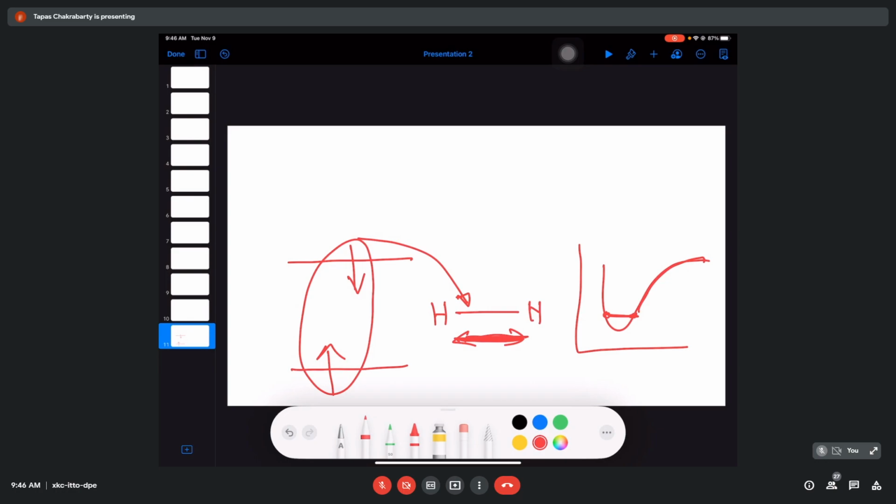Okay. Using this simple example, what I'm trying to say here is that the first step, once you excite a molecule, then one of the processes is chemical bond breaking. The other process is that you do not break the chemical bond, but the energy is dissipated non-radiatively to thermal energy.